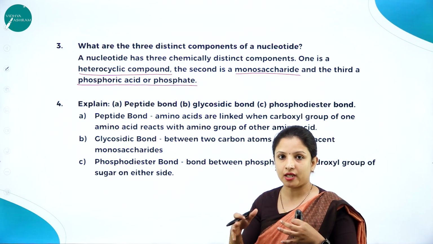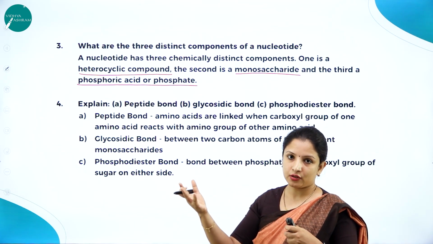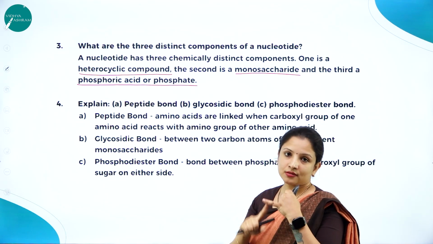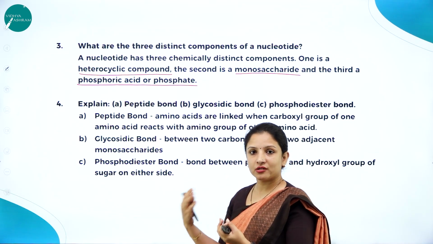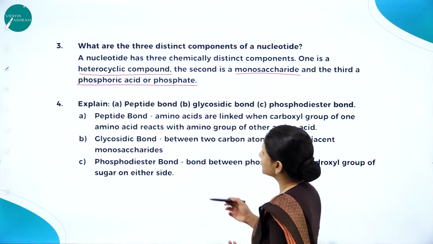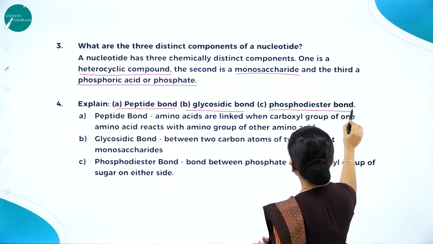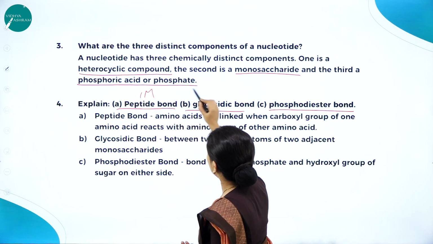To a heterocyclic ring, and that heterocyclic ring is attached to what? To a phosphate group. Now these are the 3 components. So 3 components you mentioned there, 3 marks you will get. Next question, explain. So they have asked 3 questions here. So each will carry 1 mark.